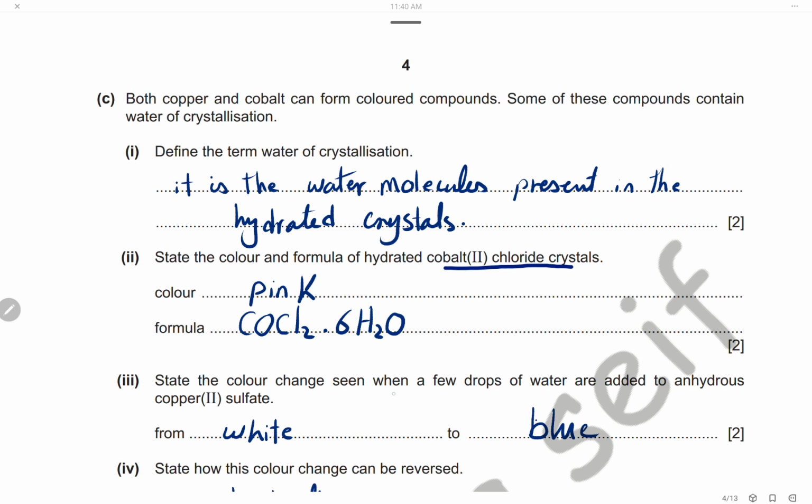State the color change seen when a few drops of water are added to the anhydrous copper sulfate. The anhydrous copper sulfate has white color. When we add water, it changes to hydrated copper sulfate, which is blue, so the color changes from white to blue.